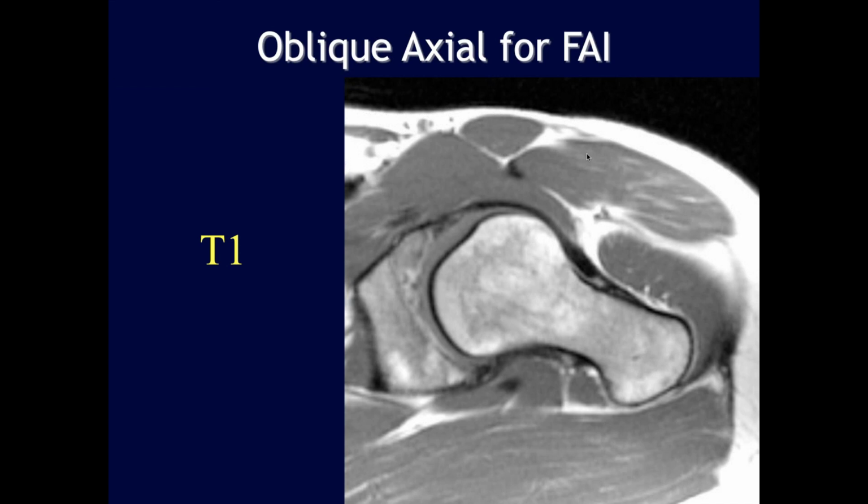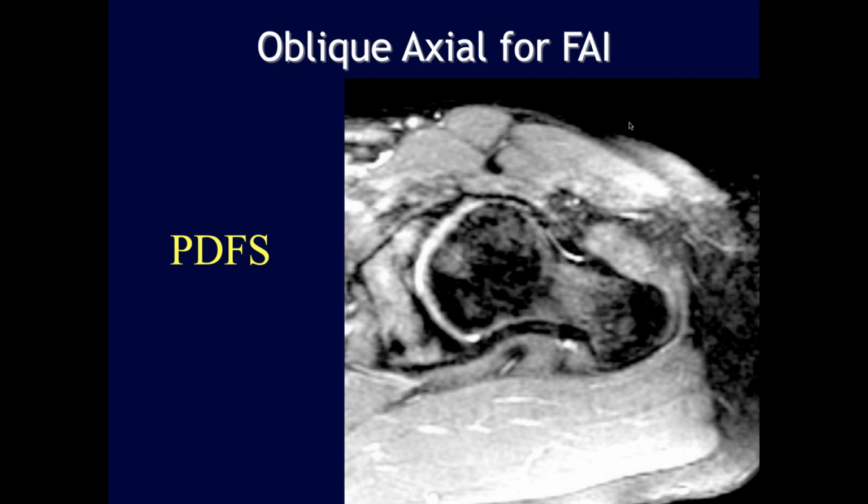So this is a view on a T1 weighted image of the oblique axial sequence through the proximal femur. Here is a proton density fat suppressed sequence, which has the advantage of being able to pick up bone edema. In this particular case, I want you to notice how poor the quality of this image is. Anybody want to say why this is such a poor quality image?